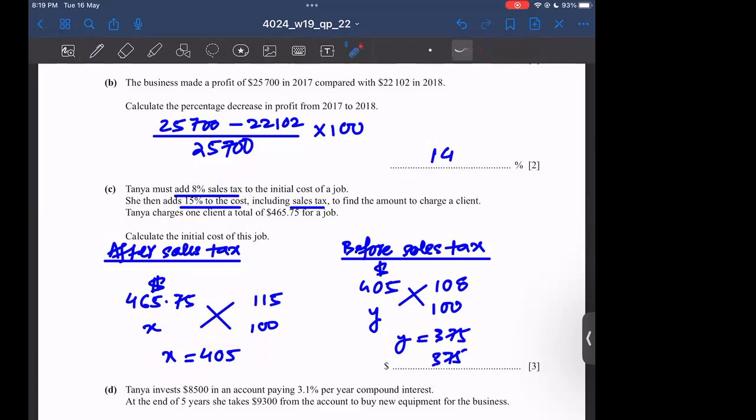अब जो पहले की अमाउंट है 405, इसमें सेल्स टैक्स इंक्लूडेड है. So what we have done, 405 is the 108% amount. We are calculating 100% amount. ये before sale tax की amount आ गई, that is 375. ये हमारे पास initial cost of the job निकल कर आ गई.